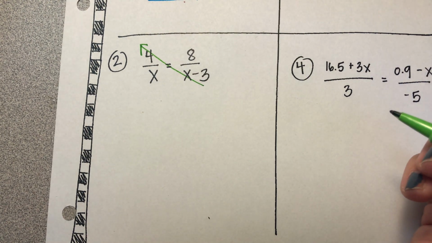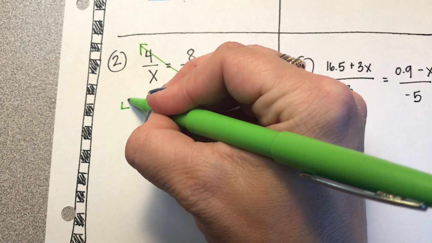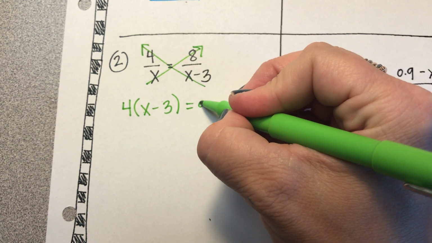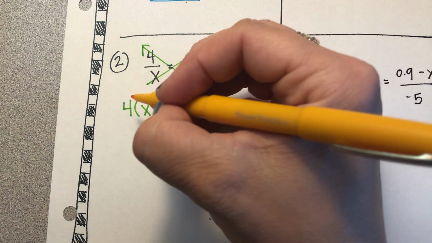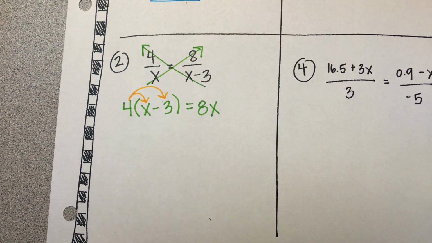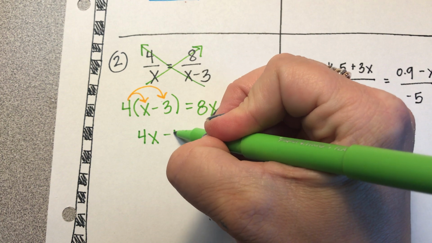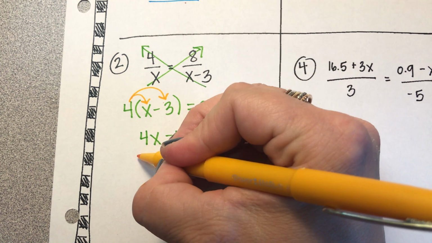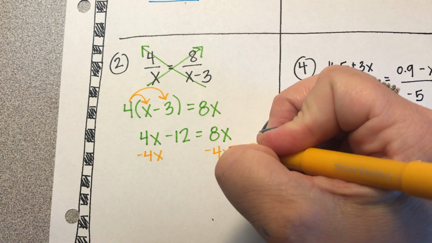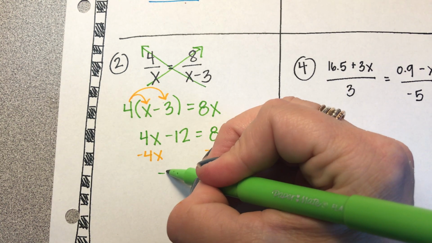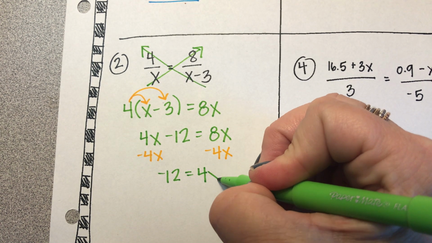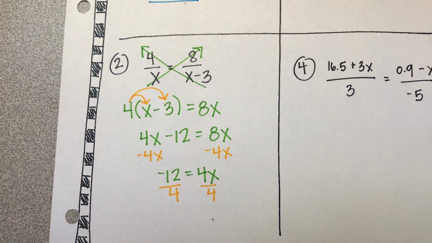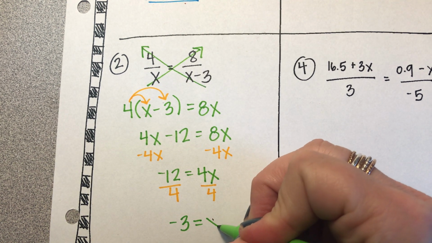X minus 3 times 4. So 4 times x minus 3 equals x times 8, which is 8x. We're going to do the distributive property just like we've done a bunch of other times. So that's 4x minus 12 equals 8x. I only want variables on one side, so I'm going to subtract 4x from both sides. So now I have negative 12 equals 4x. And now I'm going to divide both sides by 4, and I get negative 3 equals x.